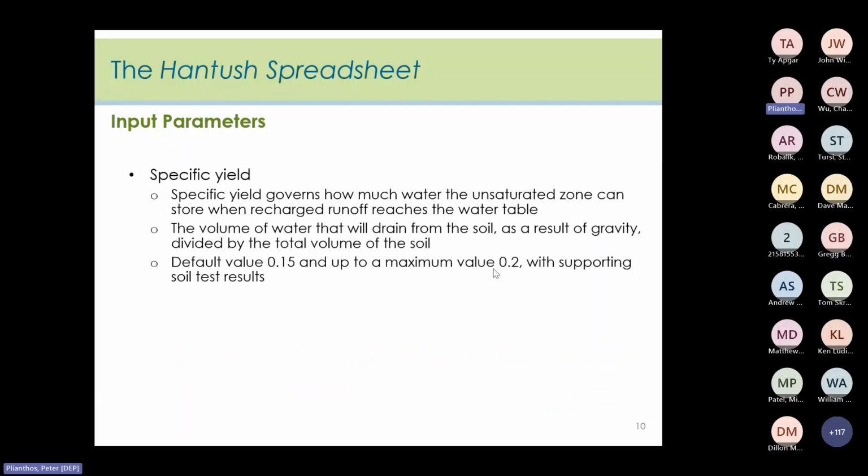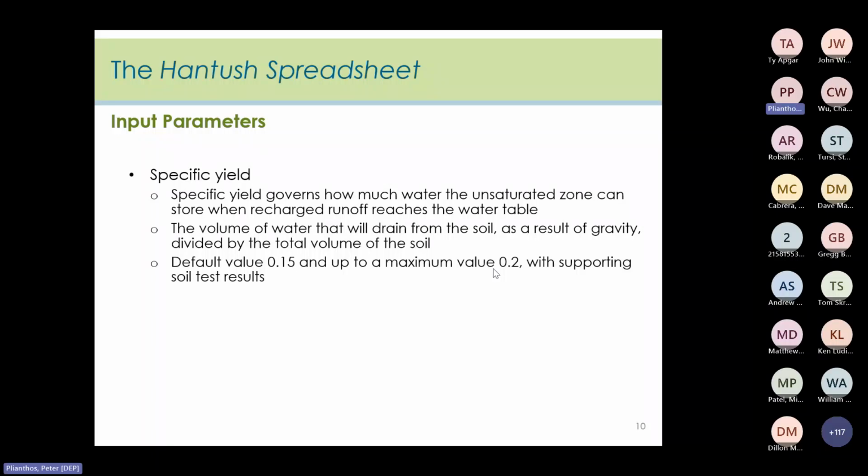The next parameter is the specific yield, which is the volume of water that will drain from a soil specimen due to gravity divided by the total volume of the soil specimen. Coarse soil will likely have a higher specific yield than fine-grained soil, having the same porosity. Specific yield governs how much water the unsaturated zone can store when recharge reaches the water table. The more water that can be stored in the unsaturated zone, the lower the resulting mounding.